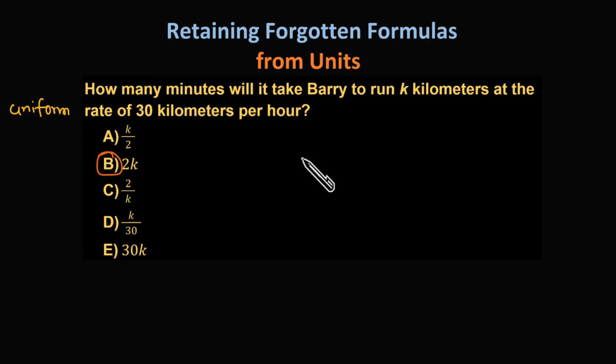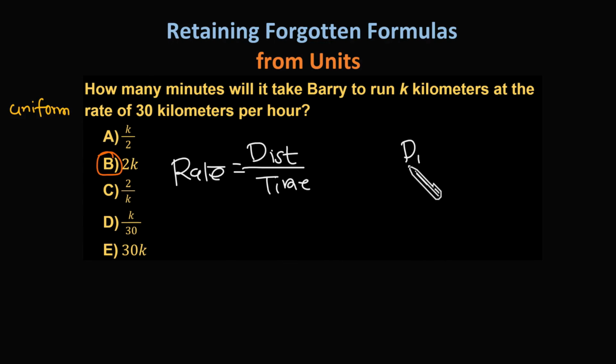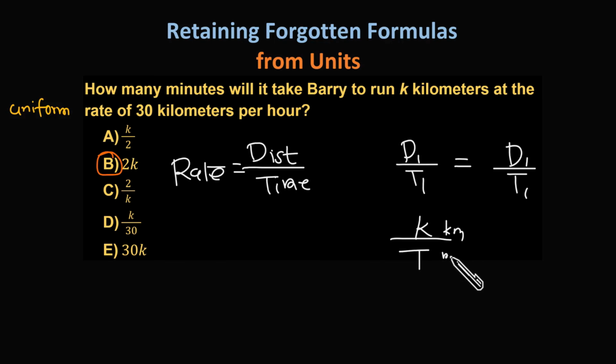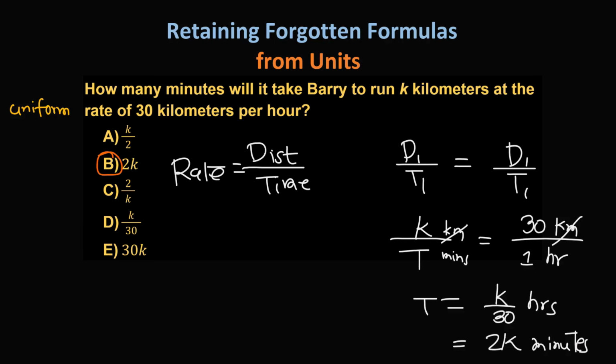Okay, we're talking about a proportion, right? Since the rate is uniform, the ratio of distance and time for Barry will be consistent, because distance over time is nothing but rate. So since the distance to time ratio will be constant, we can say that the distance to time ratio for a certain instance will be the same as the distance to time ratio for another instance. That means k kilometers over, let's say, t minutes, will be equivalent to 30 kilometers over 1 hour. Cancel the kilometer, solve for t, that's k over 30 hours or 2k minutes, which is consistent with our previous answer.